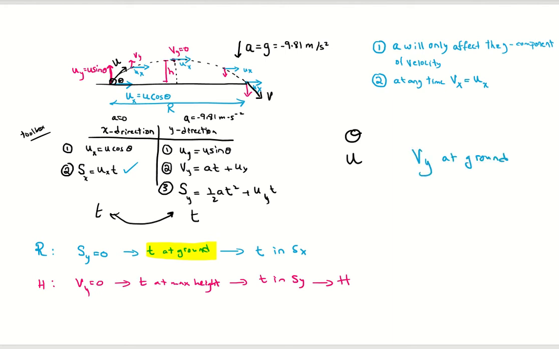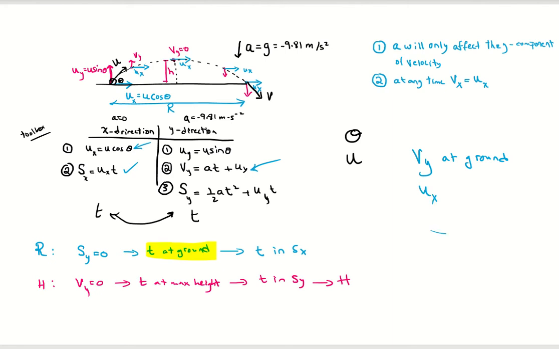Okay, so you need to put t at the ground to find Vy at the ground. And of course, ux at the ground is always constant. So you have Vy at the ground from the time. You need to find ux at the ground, which is constant.